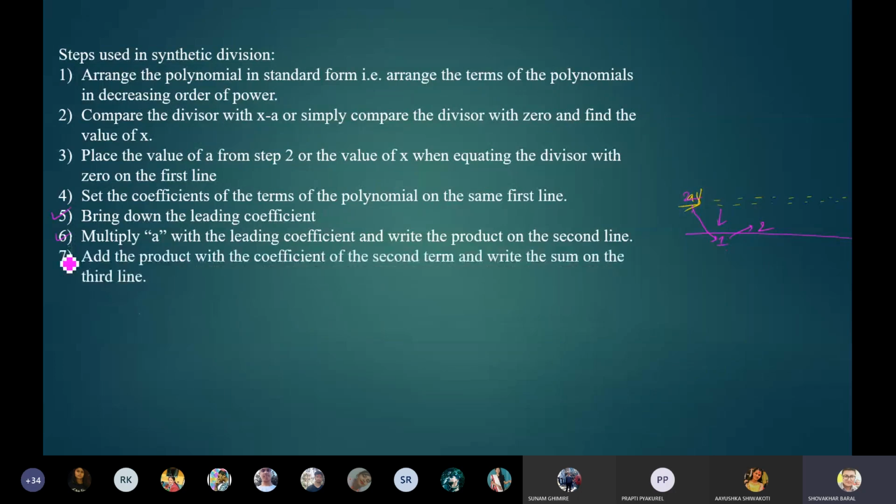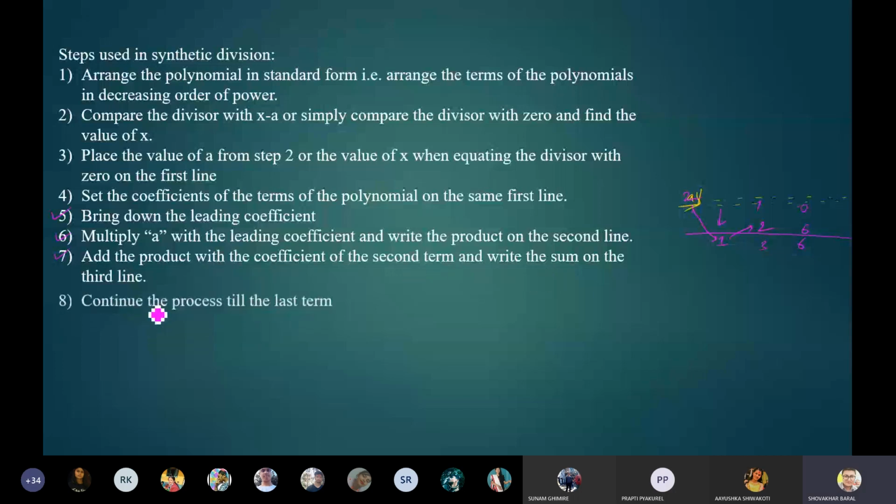And the seventh step: add the product with the coefficient of the second term. If the coefficient here was something like 1, then you need to add this 2, and it will be 3. Again you need to repeat the same process. 2 times 3 is 6, and you need to add the next coefficient, if there is 0, then 6 plus 0 will be 6. Again you need to repeat this till you get the constant. So it says add the product with the coefficient of the second term and write the sum on the third line.